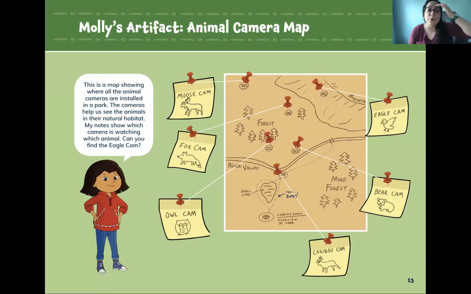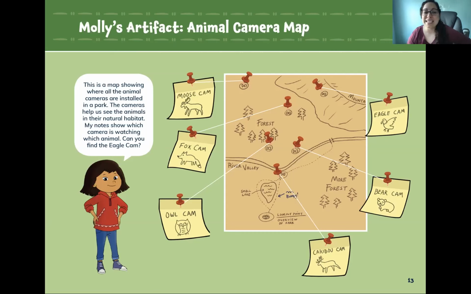Okay, so the other artifact that Molly introduces us to is a map. Maps are really great things for kids to learn how to read. I know I have a horrible sense of direction. I never know where I'm standing, and if it wasn't for Google Maps, I just would be lost all the time. I literally don't know how to get anywhere. So learning to read maps is extremely important to me in my life.